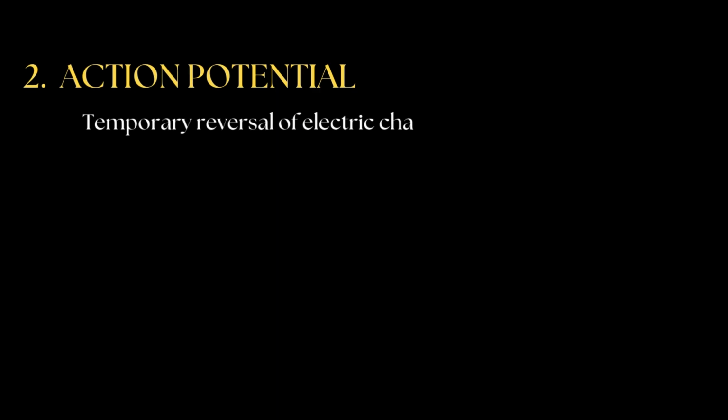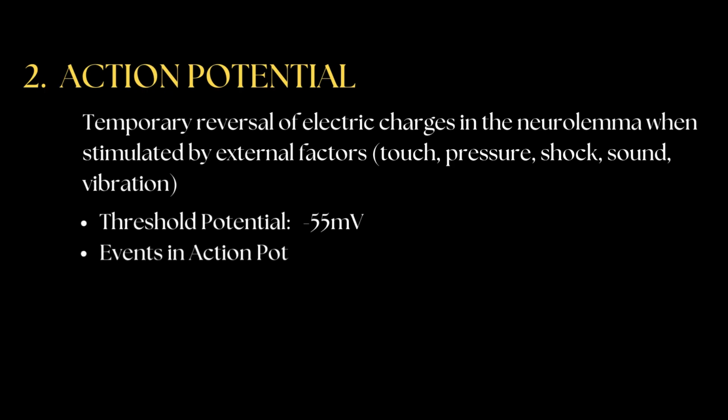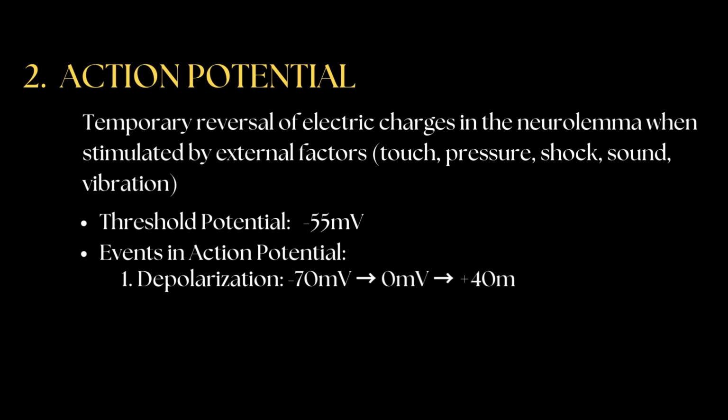Action potential is the temporary reversal of electric charges across the neurolemma when the neuron is stimulated by external factors like touch, pressure, shock, sound, or vibration. This change in electrical charge occurs once the threshold potential of negative 55 millivolts is reached. The sequence of events in action potential involves depolarization, where the membrane potential moves from negative 70 millivolts to positive 40 millivolts. Repolarization, where the potential returns from 0 millivolts back to negative 70 millivolts.